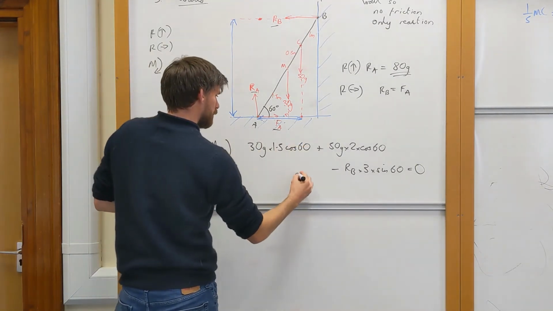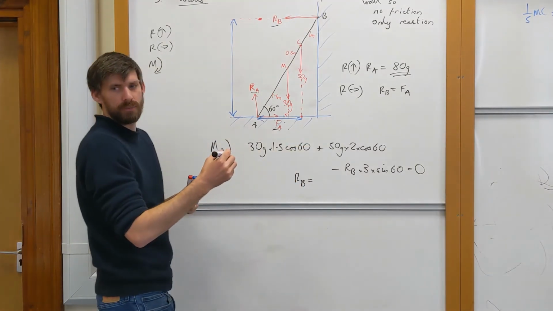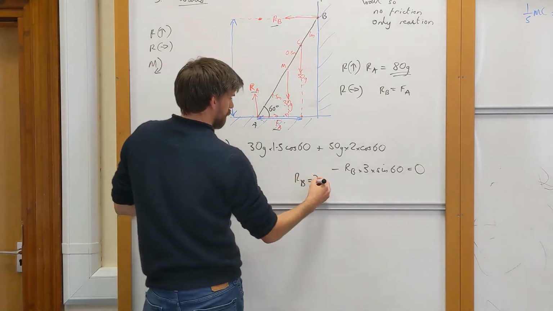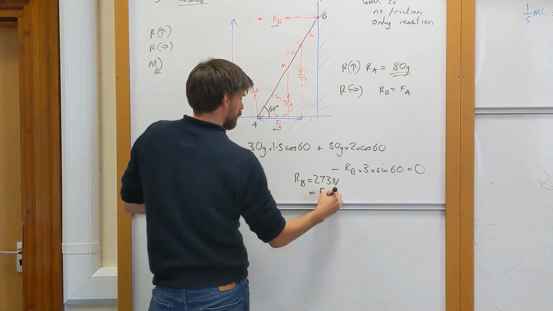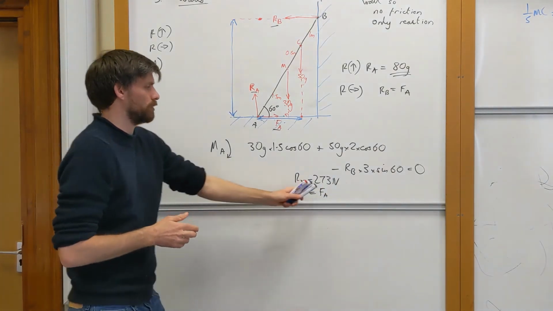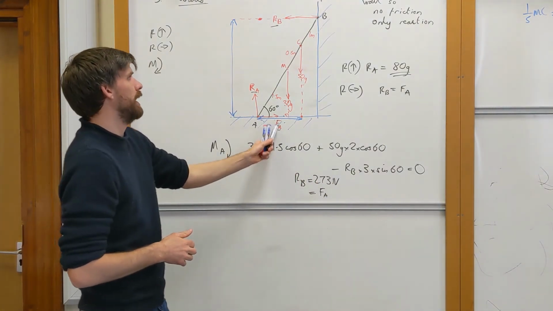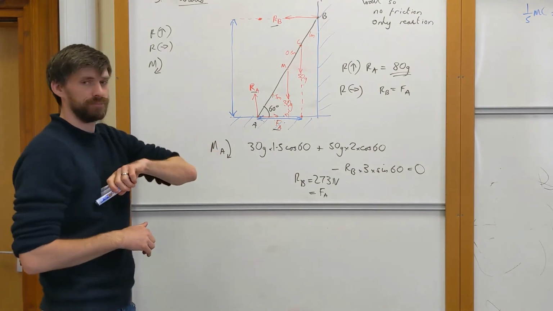If you solve that, you'll find that the reaction at B ends up being 273 newtons, which obviously is also equal to the friction at A. So 273 newtons is my friction at A and my reaction at B.